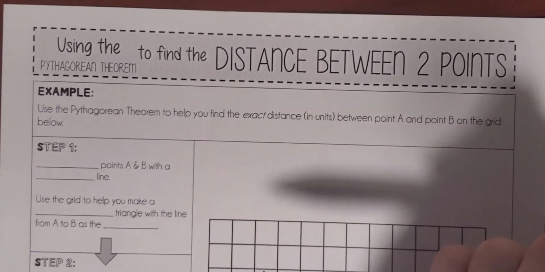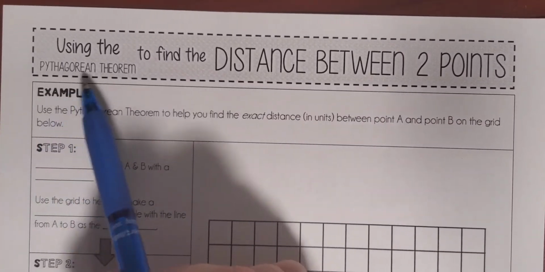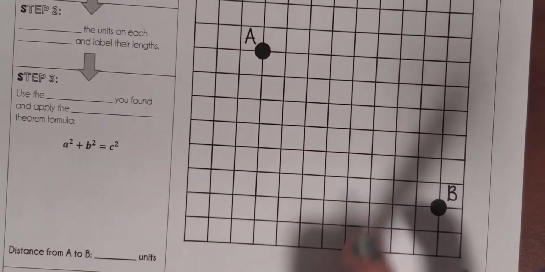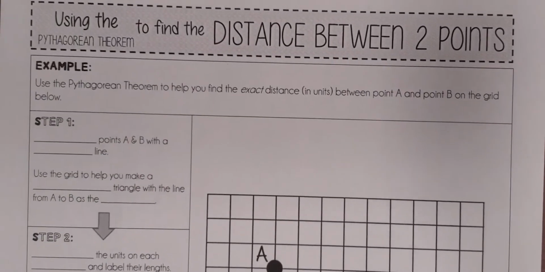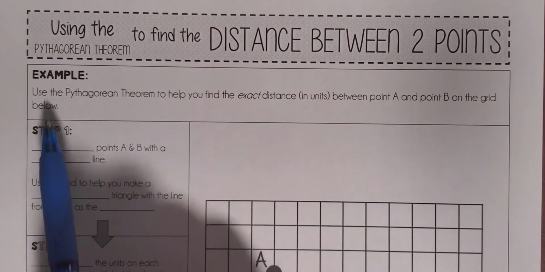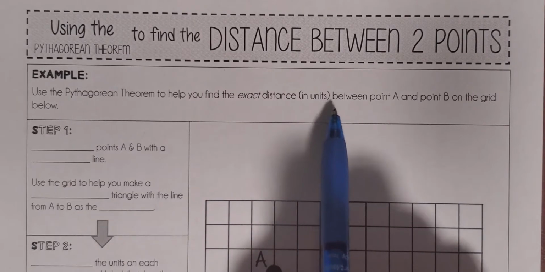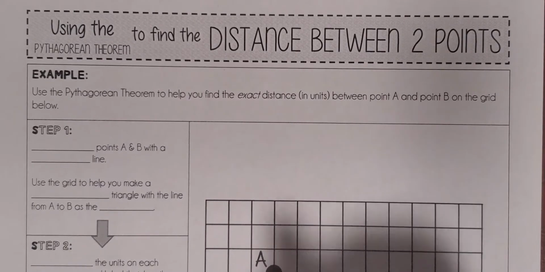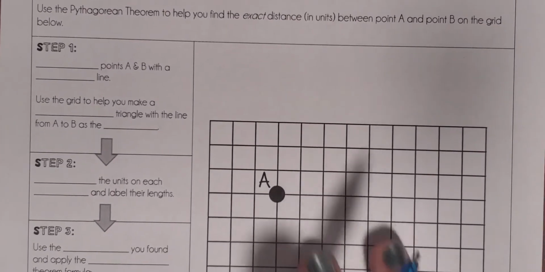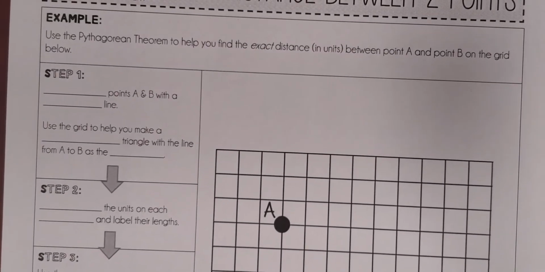So these notes are to be able for you to use the Pythagorean theorem to find the distance between 2 points, mainly on a coordinate grid. An example of a question that you'd be faced with is: use the Pythagorean theorem to help you find the exact distance in units between point A and point B on the grid below. Before I actually show you directly, I'm going to show you all the steps that we need to do in order to make this happen.